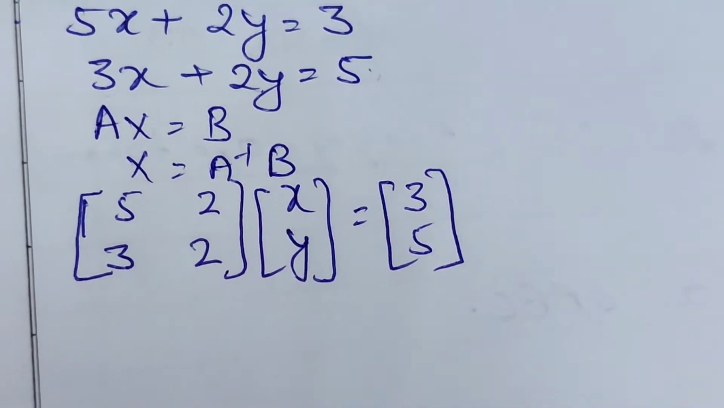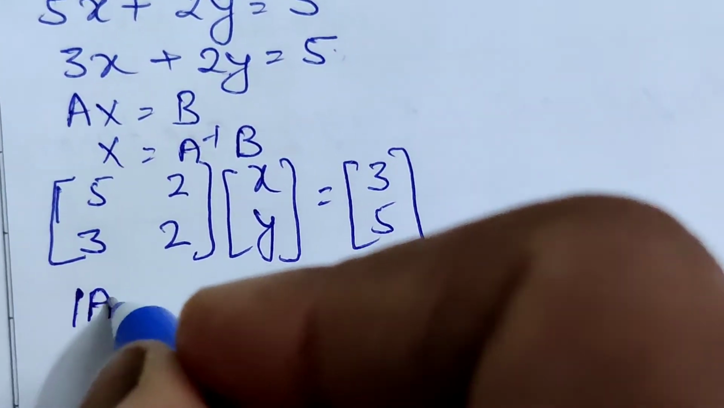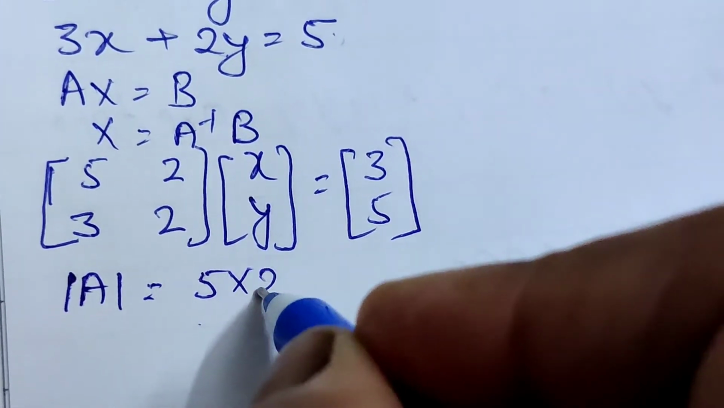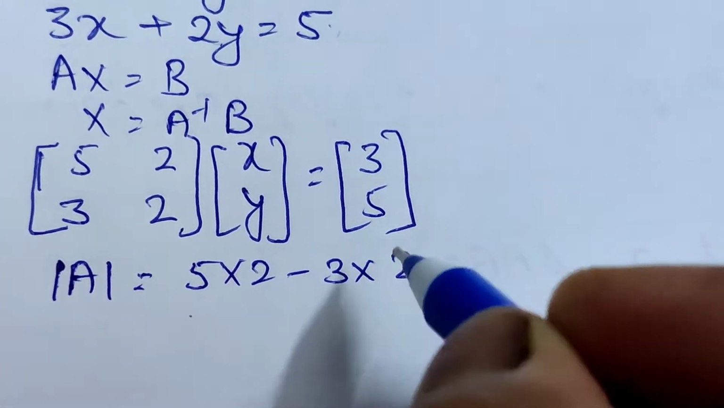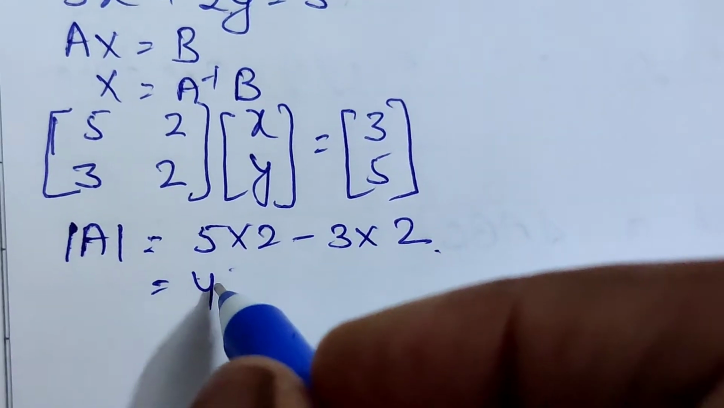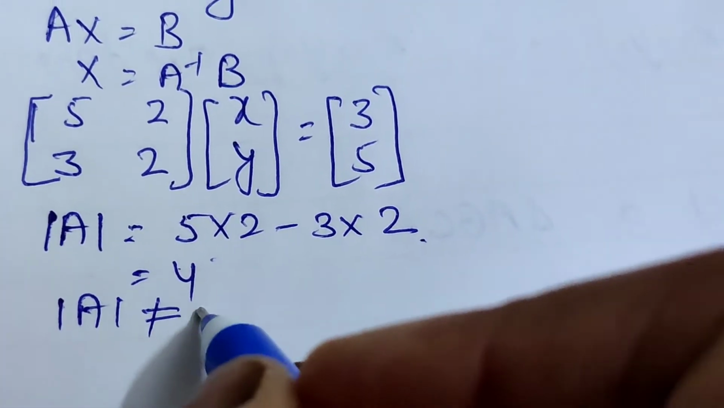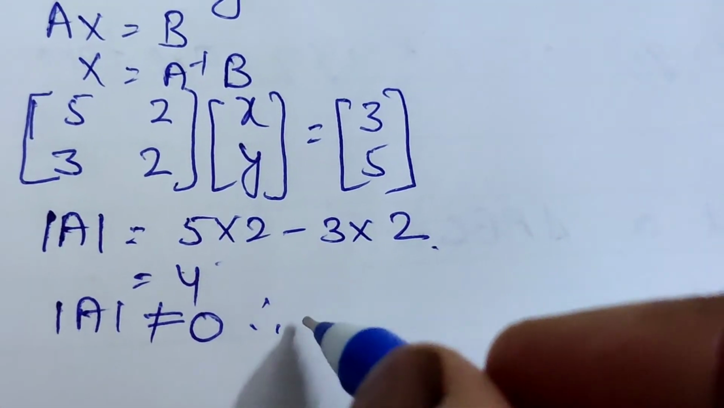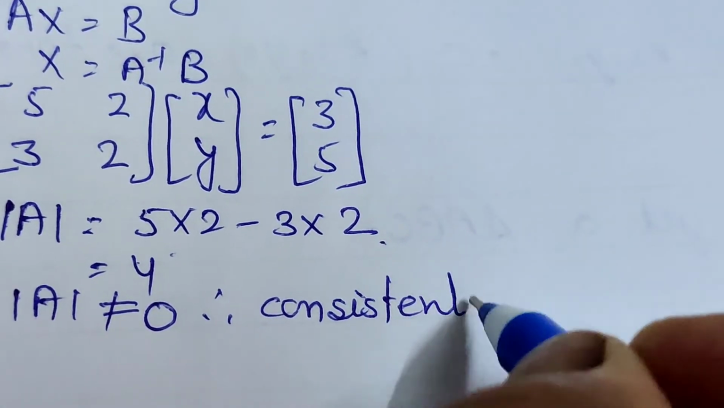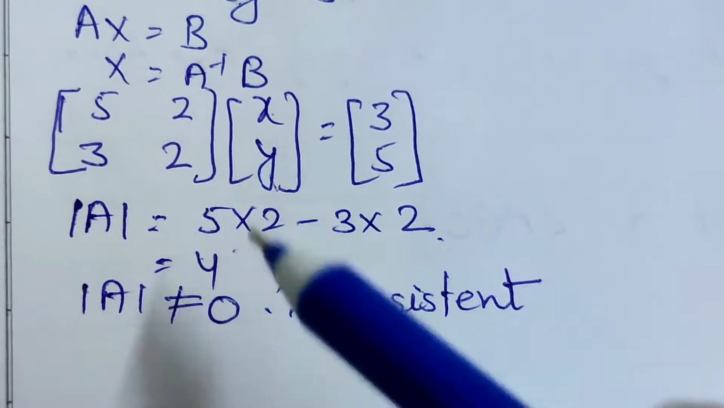Okay. Find the determinant of A: 5 into 2 minus 3 into 2. 10 minus 6, it is 4. The determinant value of A is 4. It is not equal to 0. Therefore, the system is consistent. Consistent means it has solutions. Okay. Now find the solutions of x and y.